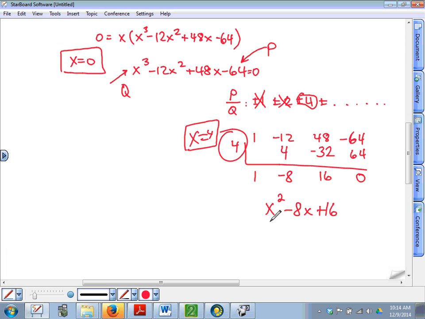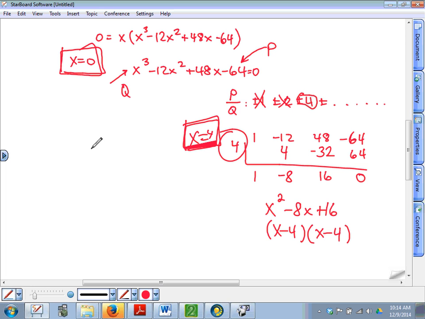Doesn't this factor into x minus 4, x minus 4? What does that mean? It's got a multiplicity of up to 2, more than 2 because we had one up here as well. There's x equals 4, x equals 4, x equals 4. It has a multiplicity of 3. So anyway, x equals 4 and x equals 0.